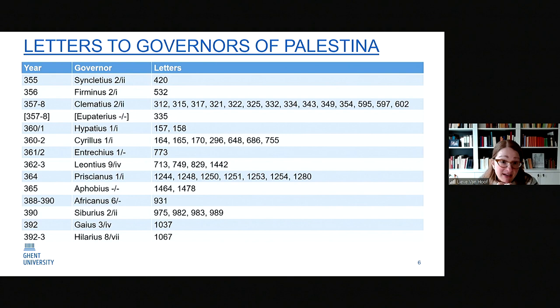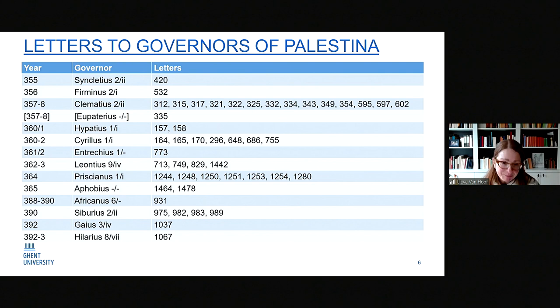Several governors stand out, most of all, of course, the man you see on the third row here, Klimatius, who received 14 letters. Then there are two governors, Cyrillus and Priscianus, who each received 7 letters. And then there are two governors who received 4 letters each, and that's Leontius and Siburius. The others receive only 1 or 2 letters.